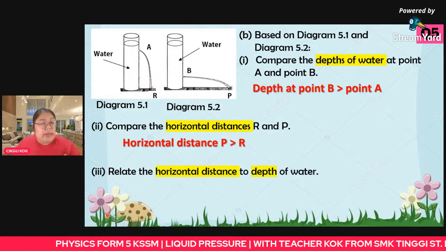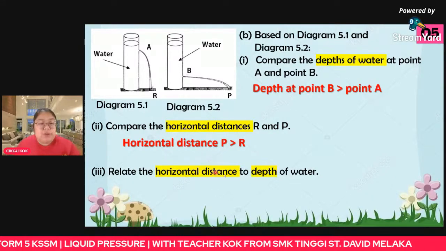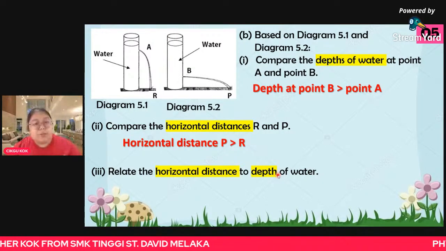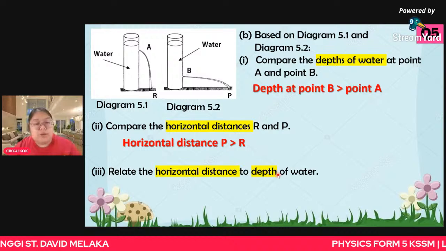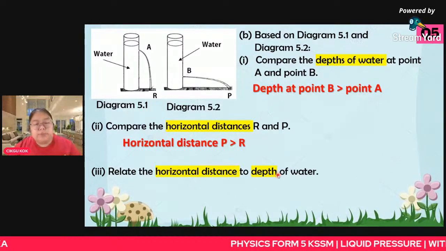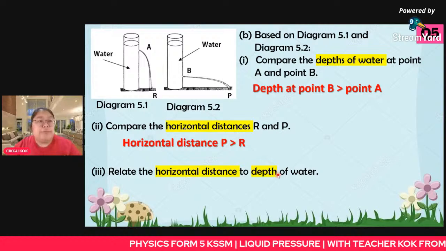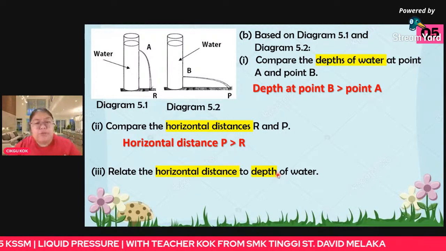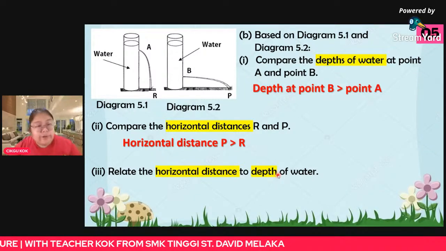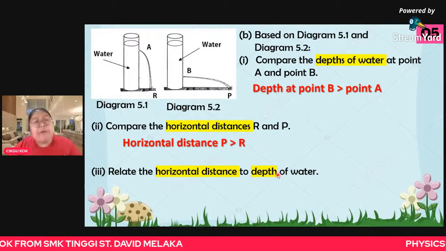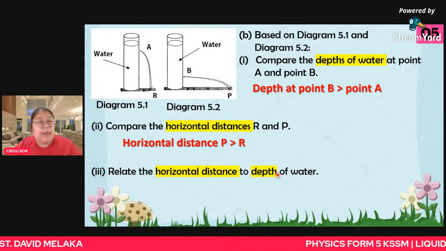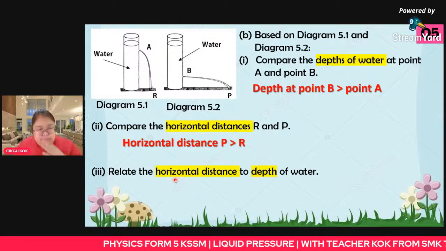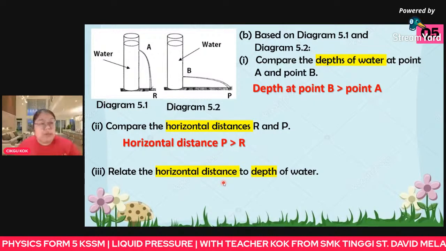There's still a relationship question. They want to relate the horizontal distance to the depth. How do you answer this question? Just now we did two comparisons, depth and also horizontal distance. So from here you need to explain and relate the horizontal distance and the depth. Which one do we normally mention first? We mention the manipulated variable first. The manipulated variable is the depth, because we control the depth. So we mention the depth first, and after that we explain about the horizontal distance.